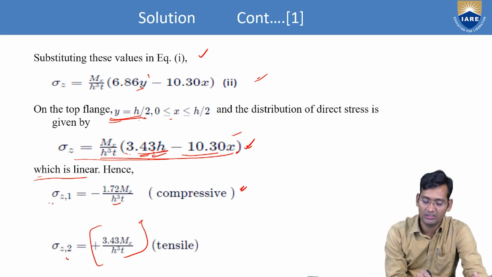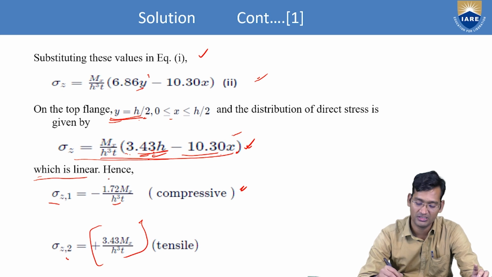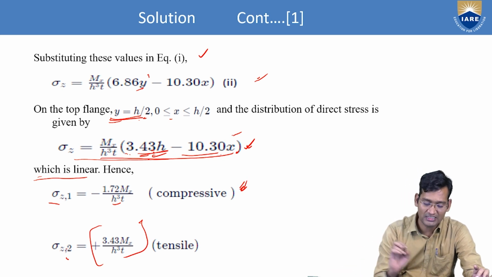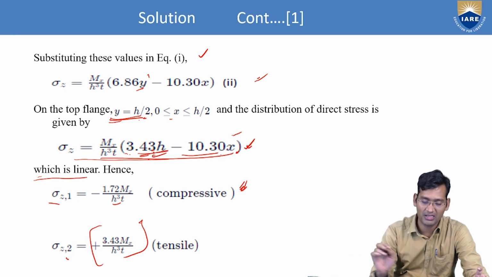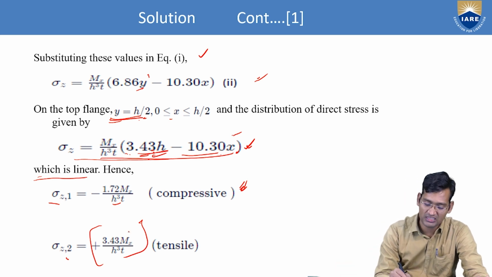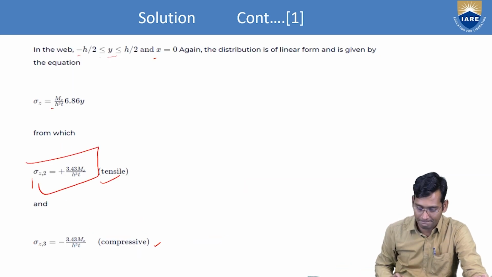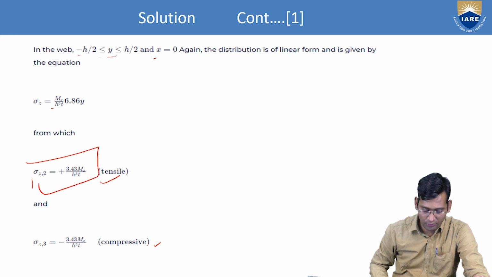Then sigma z1 will be equals to minus 1.72 Mx by htq. So this is minus, means it's compressive in nature. Right. Next, sigma z2, again after substituting the value, what you will get, plus 3.43 Mx by htq. So this is plus, means it's tensile in nature. Right. So now we found sigma z1, sigma z2.